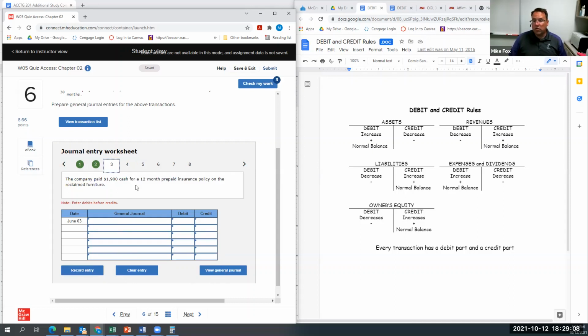So here the company pays $1,900 cash for a 12-month prepaid insurance policy. We know that our cash will be going down in this transaction because we're paying cash. And then we know that our prepaid insurance will be going up. So then I ask myself, what type of accounts are they? Well, cash is an asset. So if it's going down, then that's going to be my credit entry. And prepaid insurance is also an asset. So if it's going up, then that will be my debit entry. And then the amount is 1,900.